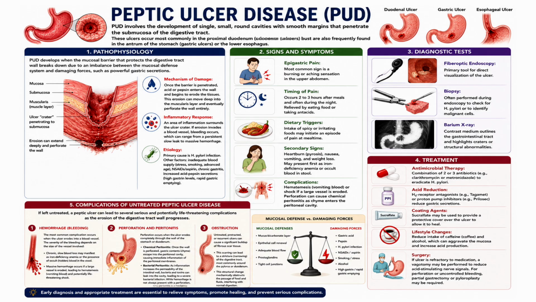Now, to confirm PUD and rule out malignancy, clinicians usually use fiber optic endoscopy for direct visualization, and then perform biopsy to check for H. pylori. The treatment is comprehensive, focusing on eradicating the infection through a combination of antimicrobials, reducing the production of acid with maybe PPIs or H2 receptor antagonists, and applying coating agents like sucralfate to provide protective covering to allow for healing.